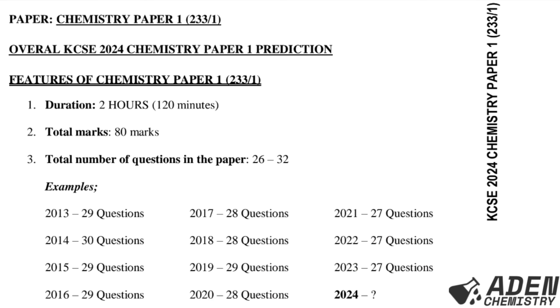So now we are in 2024. We don't know the number of questions that we are going to have, but to predict, it will be between 26 to 32 questions. So if the questions are from 27 all the way to 30, for example, and the duration in the paper is 120 minutes, the student is supposed to have only 3 minutes to do each question, so that he or she finishes the exam earlier and also gets some time to go through his work.